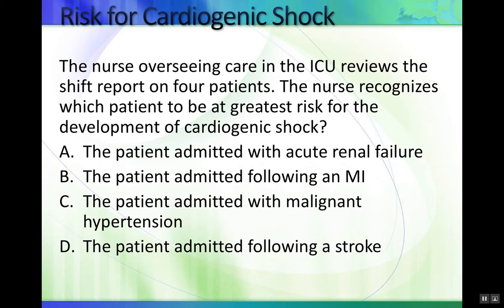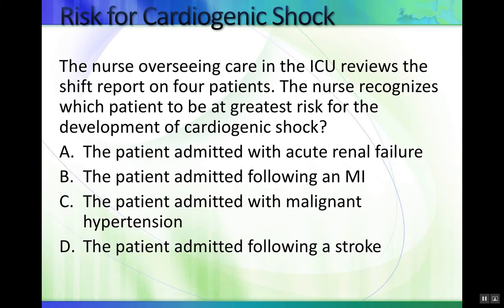So your nurse is overseeing care in ICU, reviews the shift report of 4 patients. The nurse recognizes which patient to be at greatest risk for developing cardiogenic shock. And it is B, your patient who's had a myocardial infarction or has any other cardiac issue. Malignant hypertension isn't really the big one. It's going to be your MI patients.